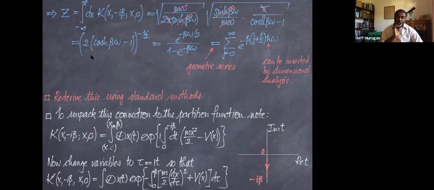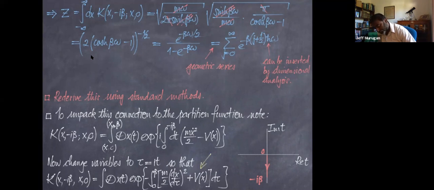The integral is taken over paths x of tau such that x at 0 is the same as x of beta, and both of those are x. The path variable x of tau is now a periodic variable, where x of tau and x of tau plus beta are the same thing. And so the configuration space is effectively a circle, and the circle has radius beta over 2 pi. So this is called a thermal circle. Let's make a note of that.